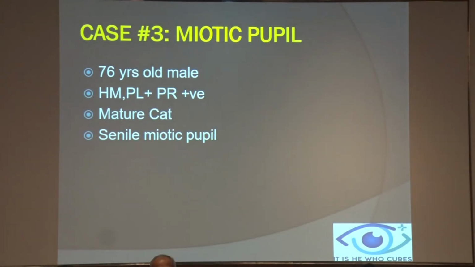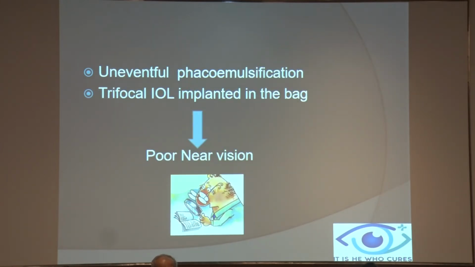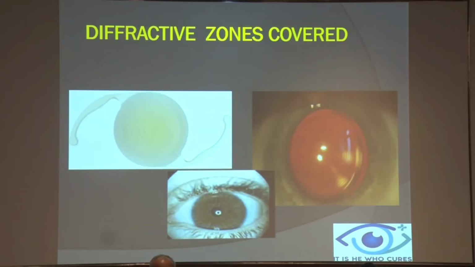This was another case of a myotic pupil of a 76-year-old male who had a mature cataract with a senile myotic pupil. He wanted trifocal lenses, and we said, okay, we'll go ahead, and we did an uneventful phacoemulsification and implanted a trifocal IOL. And this patient comes to me after a week's period complaining that his near vision is compromised, and he's very disturbed. So now what happened here?